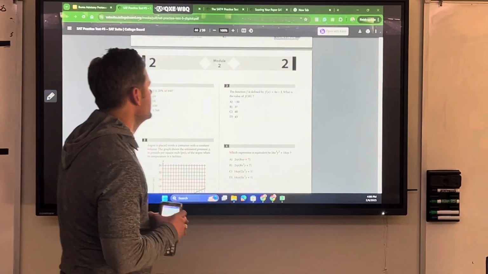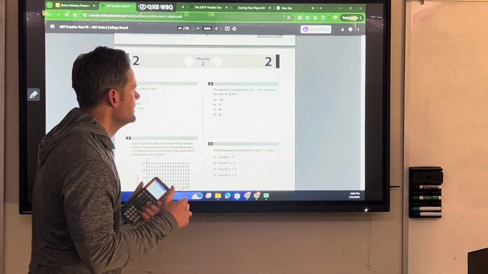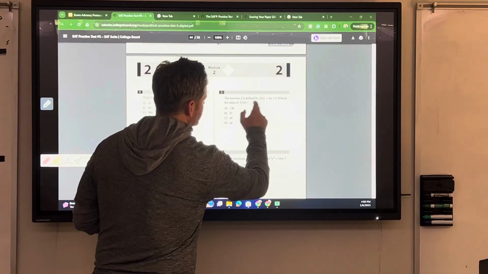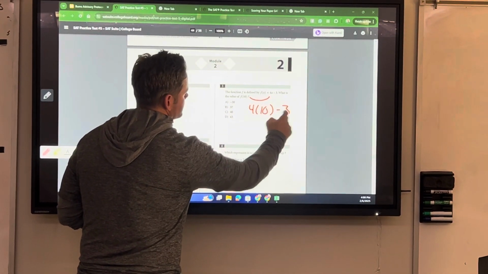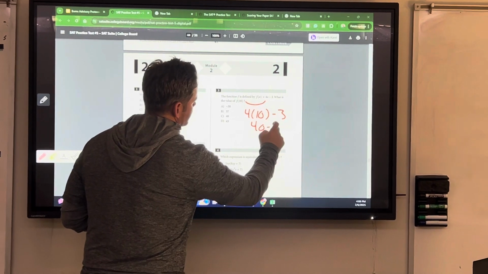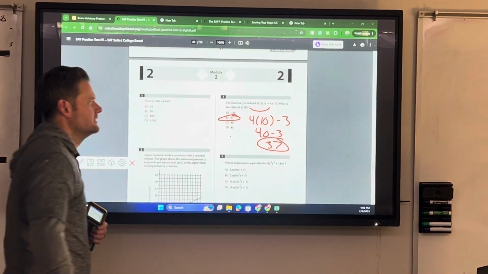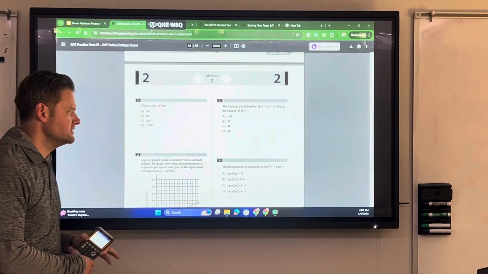All right, over here, the function f is defined by f of x equals 4x minus 3. What is the value when x is 10? Well, all I got to do is take this 10 and plug it in for my x here. So this becomes 4 times 10 minus 3. 40 minus 3 is 37. Pretty easy one. I got B again, so that's 3 B's in a row.